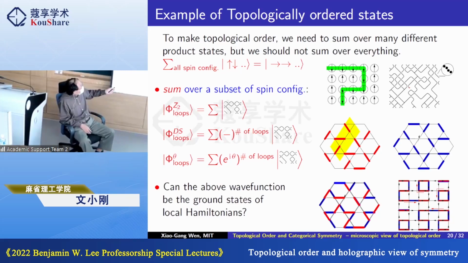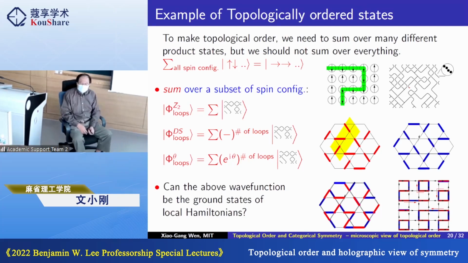We have an unpaired spin. An unpaired spin is the end of a string. You may say, oh, here they also have two ends, but actually this is a small loop. It goes from here to here, then back. So this is a small loop. It's not an end. This one is really the end of a string.